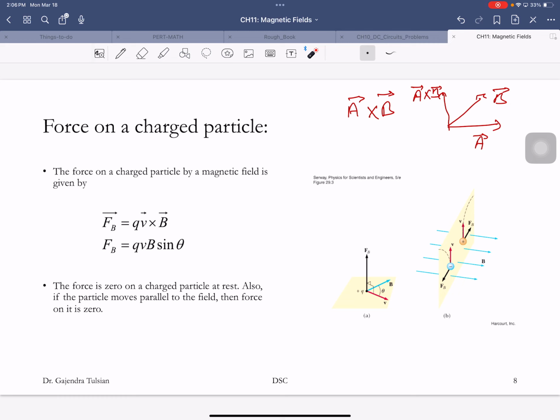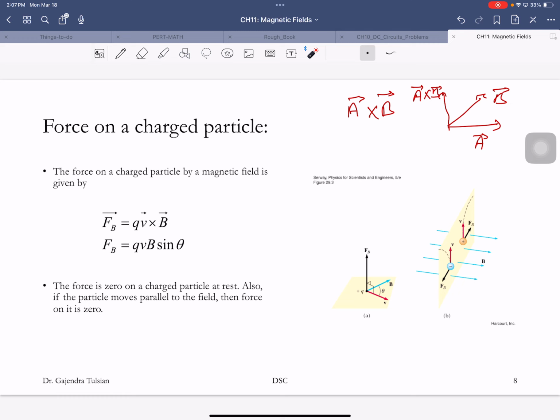Sometimes you're not able to turn your hand where the velocity vector and the magnetic field vector are pointing. So then you have to use the right hand screw rule. Here's the velocity vector, here's the magnetic field vector. You turn a screw from the velocity to the magnetic field vector. If you turn a screw like this, which way will it move? That way. That's the direction of the force.